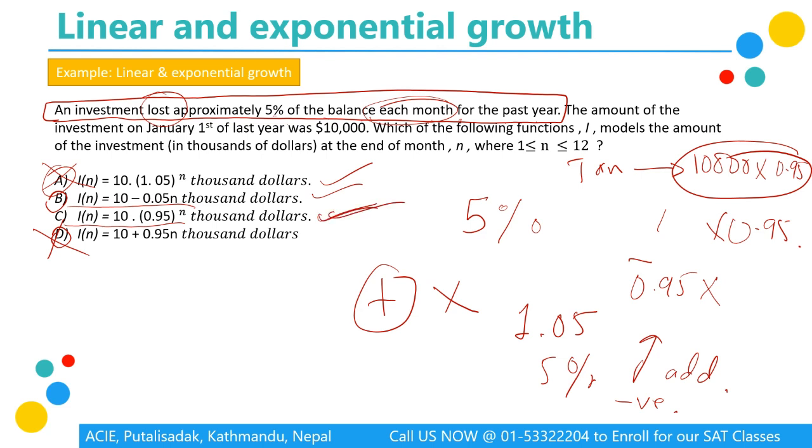Why? It's not a linear equation, it's an exponential equation. An exponential equation is always kept in this certain equational format.